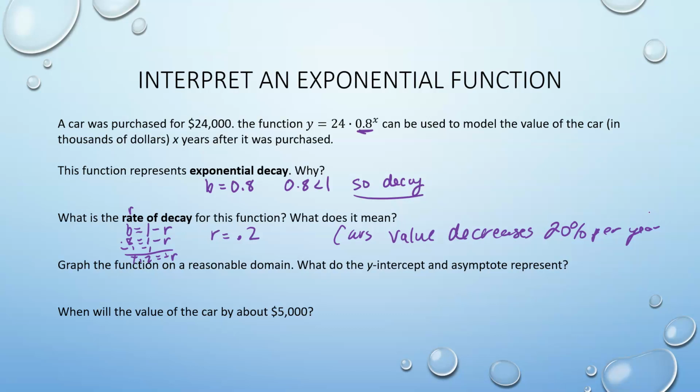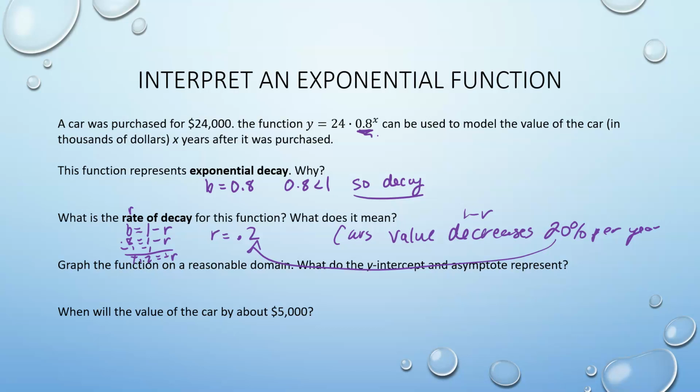Okay, so in the problem, if they hadn't given you the function, they would have said that the car was purchased for $24,000 and that the car's value decreases 20% a year. So that way, when you went to write your equation, you would have changed the 20% to the 0.2. And then remember, it's always 1 minus r, so you'd have done 1 minus 0.2, and that's how they got the 0.8. So really, it's having you think about it backwards.